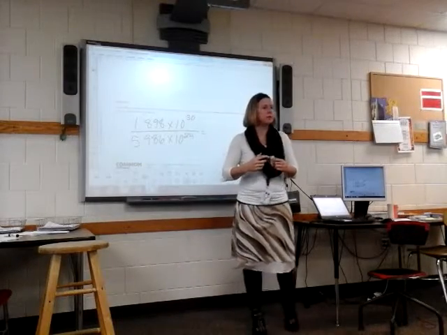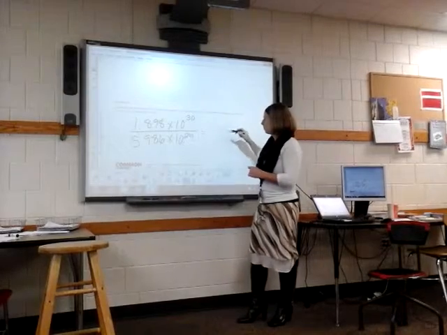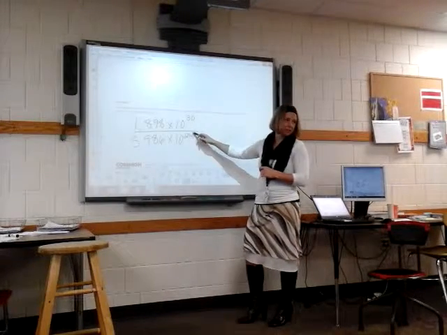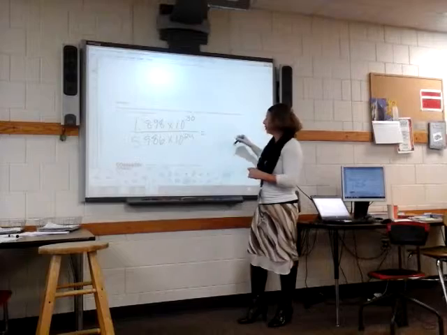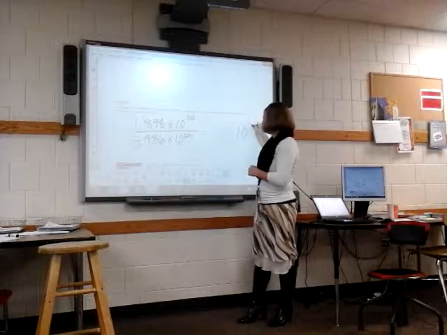Step number 1 is to do what to solve this problem? Kramer. Subtract the exponents. We subtract the exponents because this is division. We have matching base numbers. So in our answer, it will be times 10 to the 6th power.